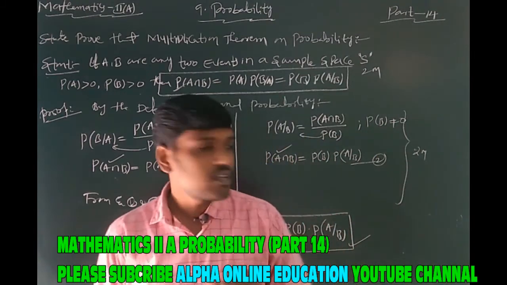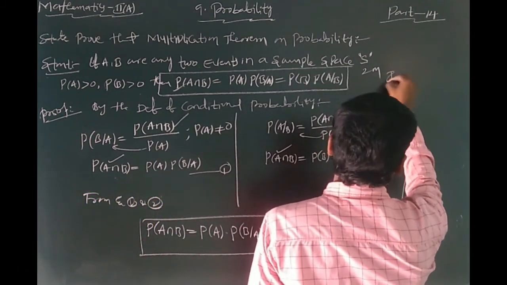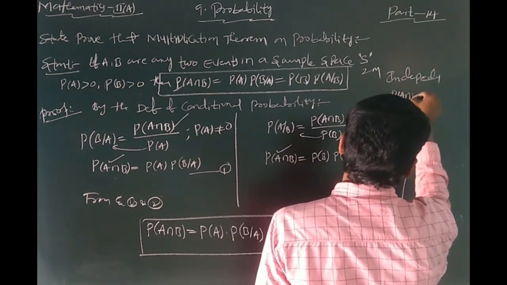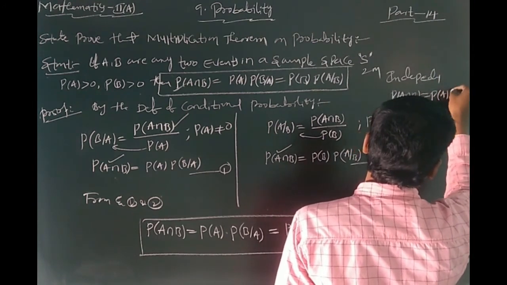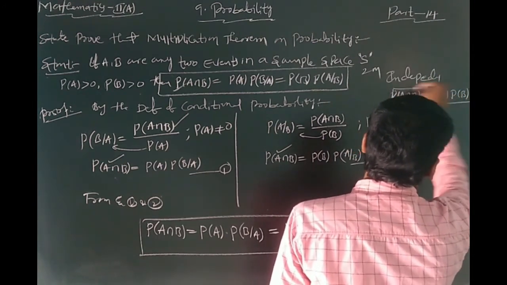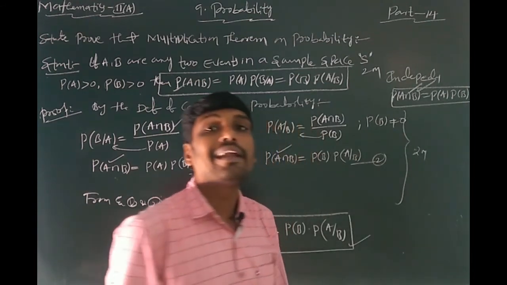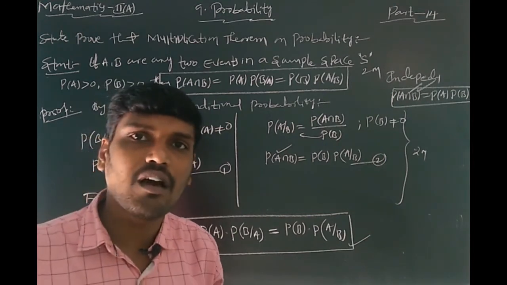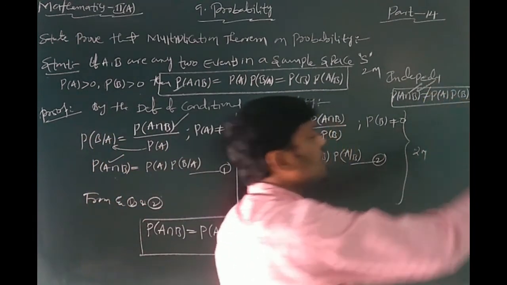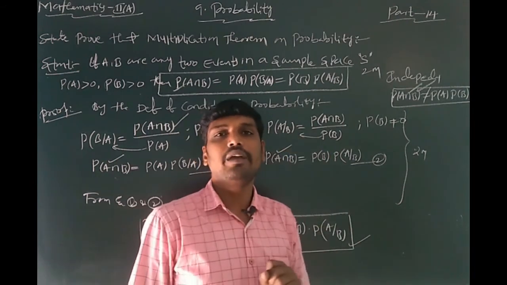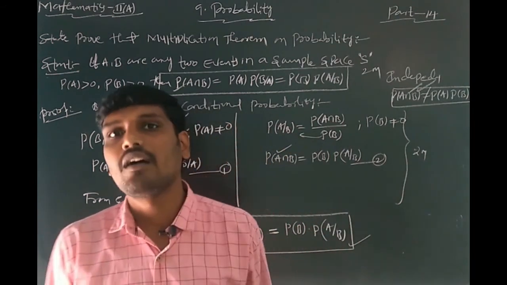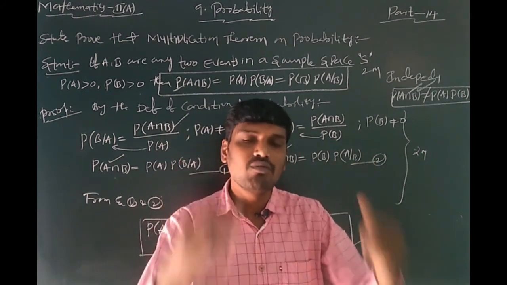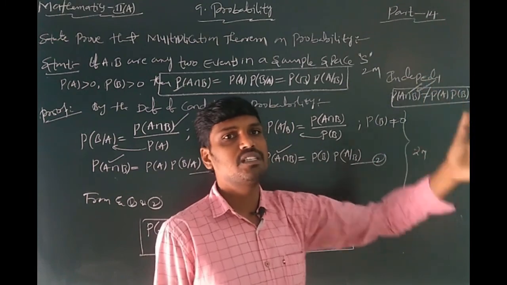Okay, students. I also explained dependent and independent events. Independent means P of A intersection B is equal to P of A into P of B. Then A and B are called independent events. Suppose P of A intersection B is not equal to P of A into P of B; then those two events are called dependent events. This is also one more definition, already explained in previous classes.